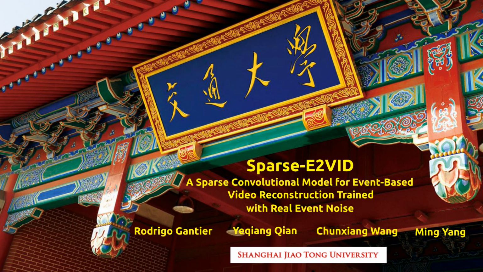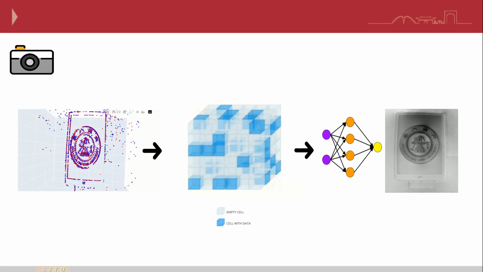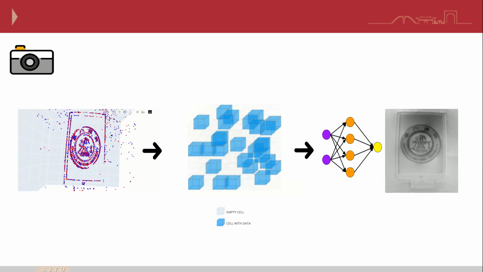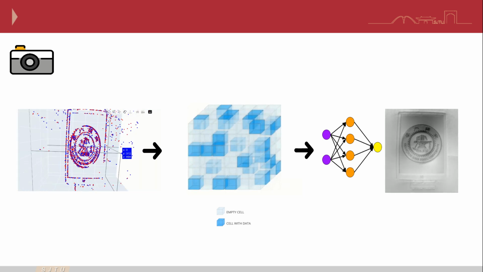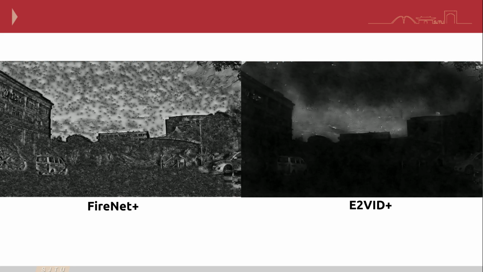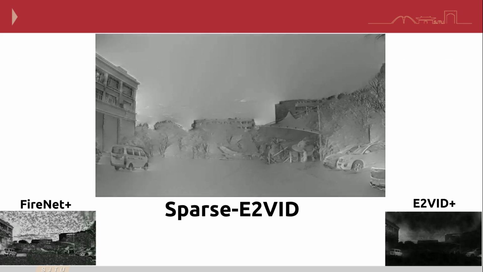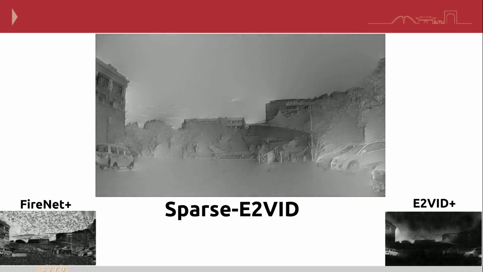Welcome to this video where we present Sparse-E2VID, a model that uses event camera data for video reconstruction. Our model takes advantage of the sparsity of event cameras to reduce the computational cost and inference time of video reconstruction. This makes our model faster and more efficient than other methods. We also train Sparse-E2VID using real noise data from an event camera. This allows our model to reconstruct videos that are virtually noise-free and have high-quality outputs.